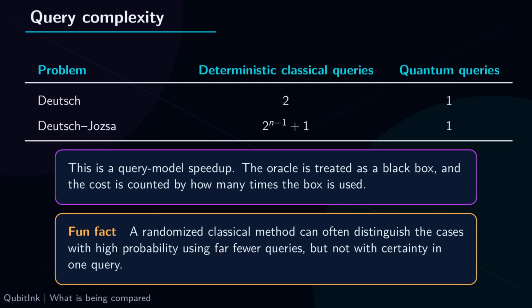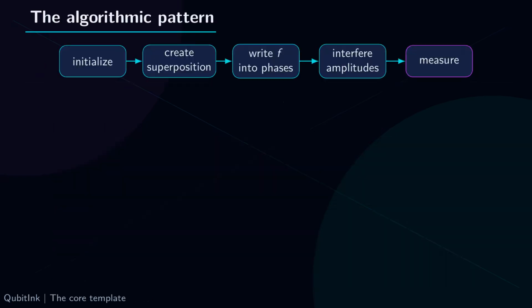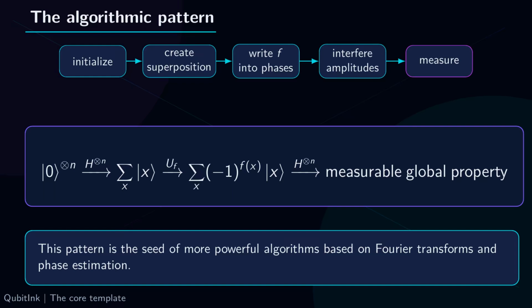The oracle is treated as a black box, and the cost is the number of times that black box is called. This slide abstracts the pattern behind Deutsch and Deutsch-Jozsa. First, initialize the system. Second, create a superposition, |0⟩^⊗n → H^⊗n → sum over x |x⟩. Third, use the oracle to write the function into phases, sum over x |x⟩ → U_f → sum over x (-1)^f(x) |x⟩. Fourth, apply interference, usually through another structured transform such as H^⊗n.